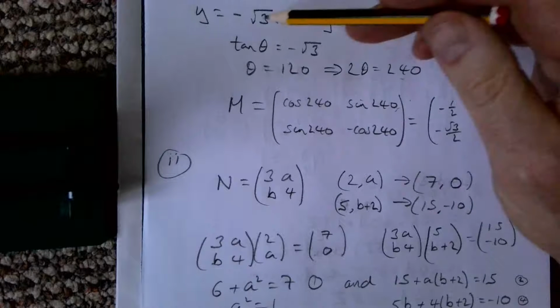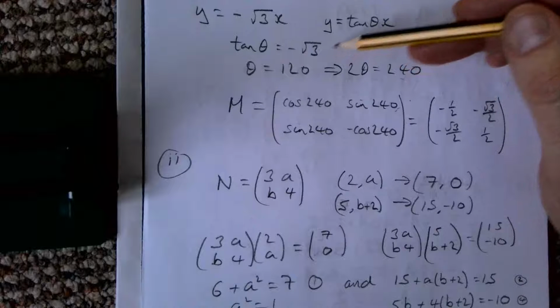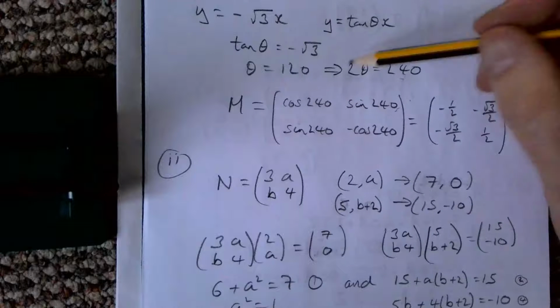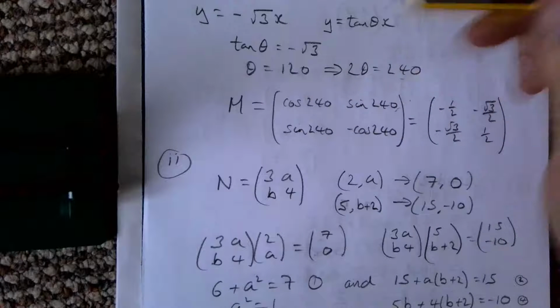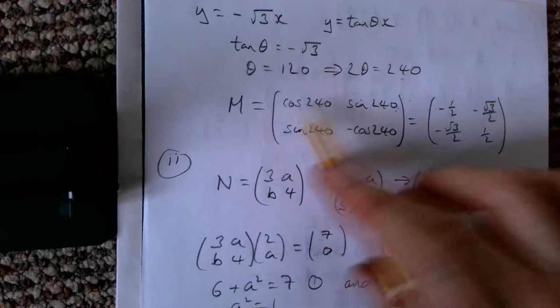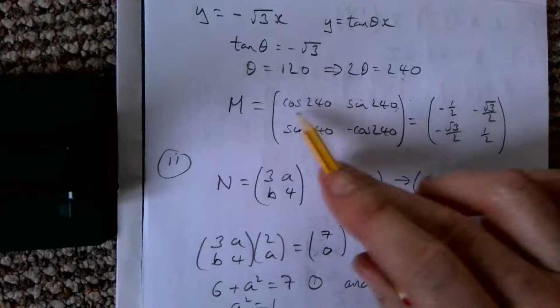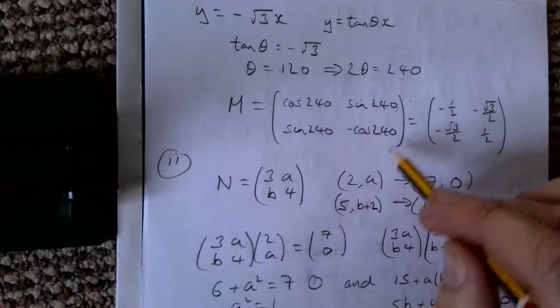So you can see here our minus root 3 is the same as our tan theta. So we're going to let tan theta equal minus root 3. Putting that into your calculator, you're going to get theta is 120, which gives us 2 theta is 240. We need that for the matrix formula. So our matrix required then is cos 2 theta, sine 2 theta, sine 2 theta, minus cos 2 theta. So that's cos 240, sine 240, sine 240, minus cos 240.